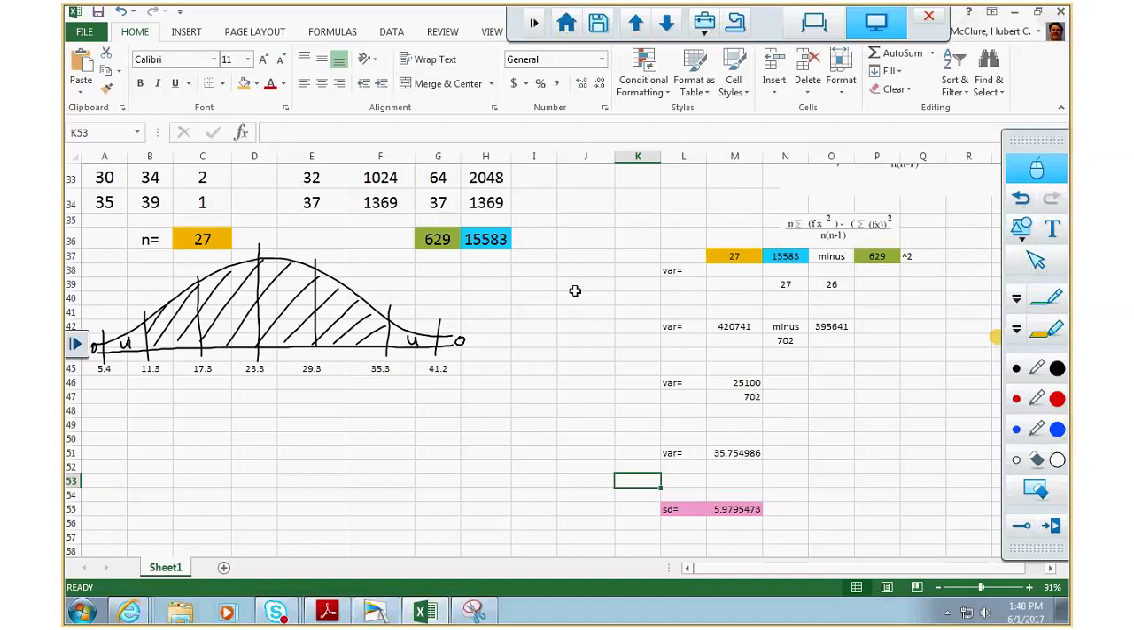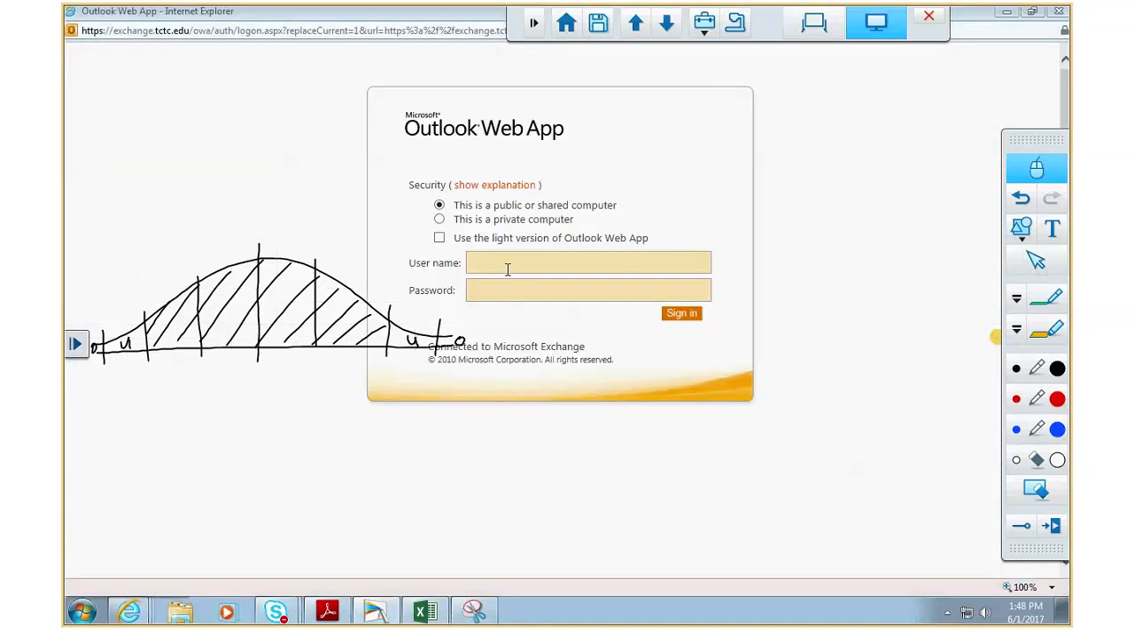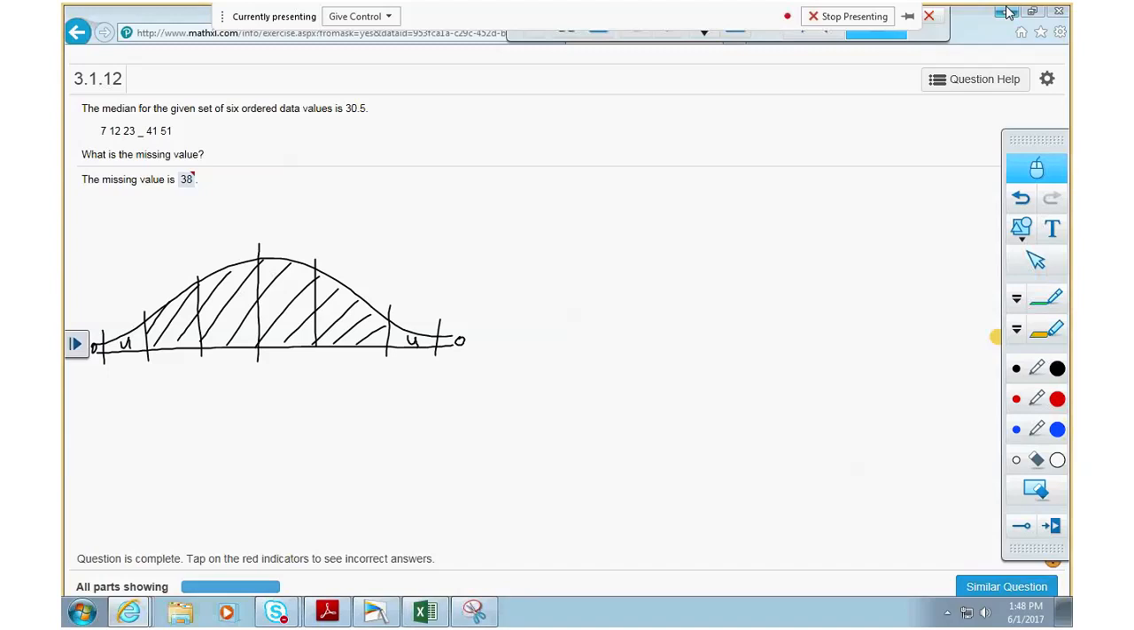All right, so let's go over Z-scores. I only got 10 minutes, so hopefully y'all will get it in 10 minutes. What are Z-scores?